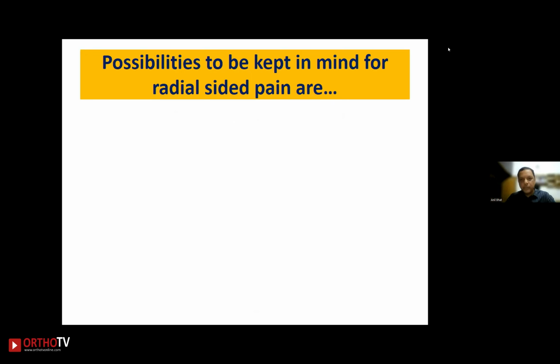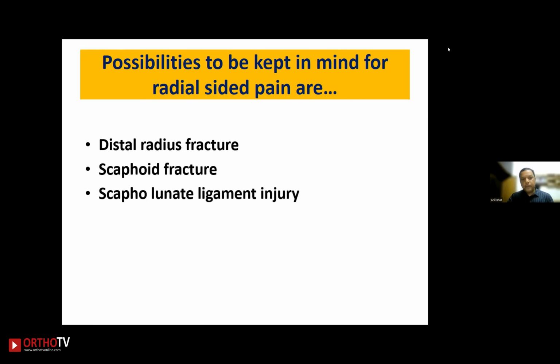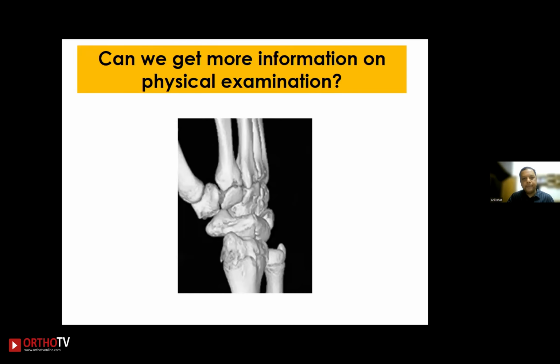The possibilities you need to keep in mind when patients come with radial sided pain, obviously the most common one would be the distal radius fracture, and then you have the scaphoid. There could be scapholunate ligament injury. This is again one of the common missed injuries, because if the scaphoid doesn't injure the adjacent soft tissue, what gets injured is always the scapholunate ligament. And sometimes there could be CMC injuries like Bennett's fracture dislocation. So these are the common radial sided injuries which happen when they come.